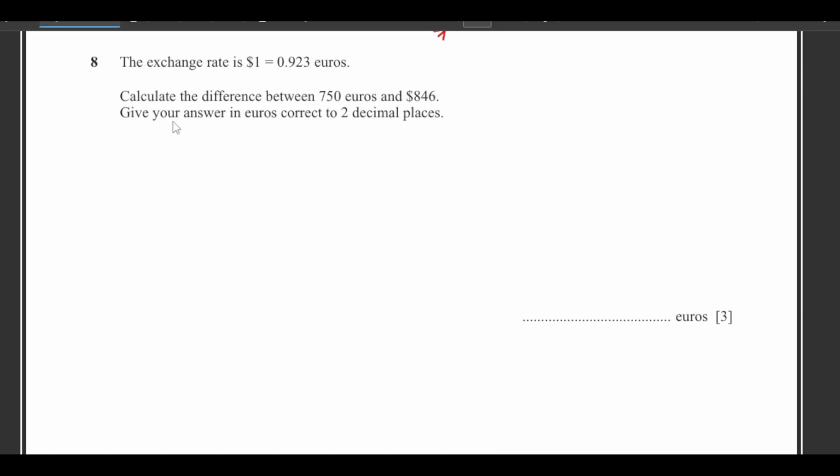So, let us continue with the paper. The exchange rate is $1 equals 0.923 euros. Calculate the difference between 750 euro and $846. Give your answer in euros correct to 2 decimal places. So, as we need our answer in euros, that means we will convert these dollars into euros, right. So, we have $1 is equivalent to 0.923 euros.